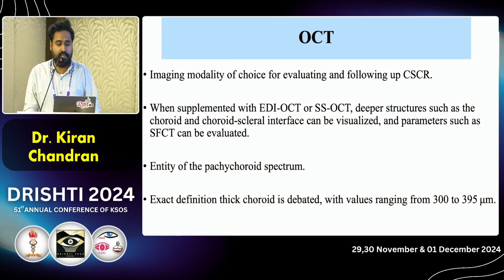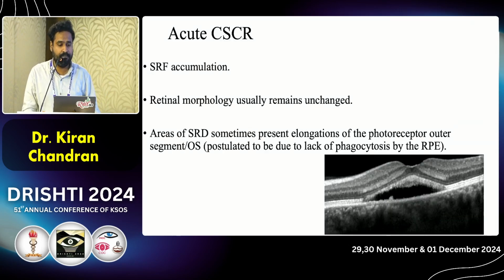OCT is the most common imaging modality for evaluating as well as following up cases of CSCR. When supplemented with enhanced depth imaging, it can even evaluate the minor details of the choroid and gives information on the subfoveal choroidal thickness. As already mentioned, CSCR is part of the pachychoroid spectrum. The exact definition of pachychoroid is still debatable, but the broadly accepted range is 300 to 395 microns.